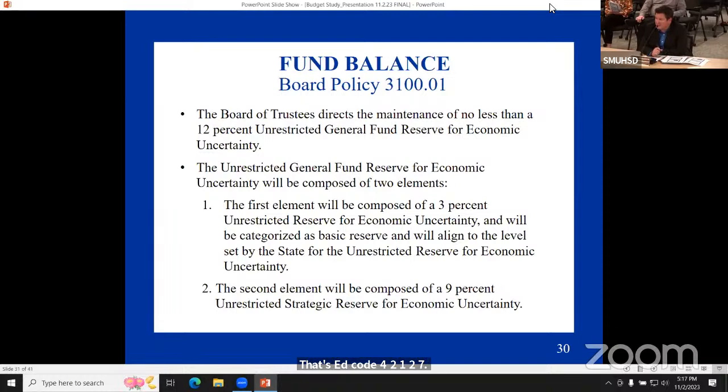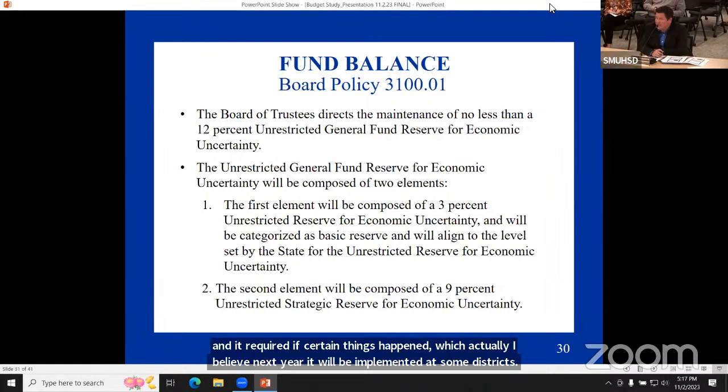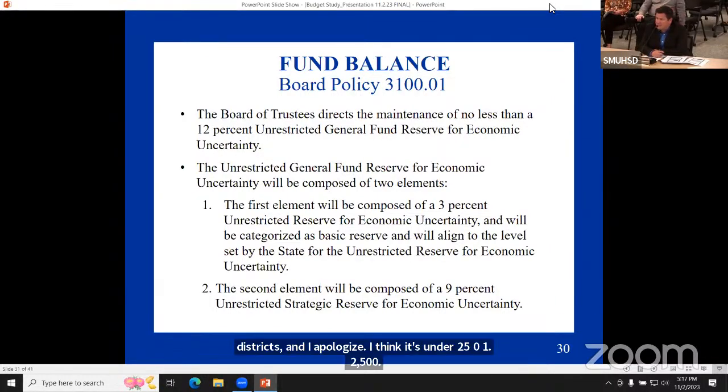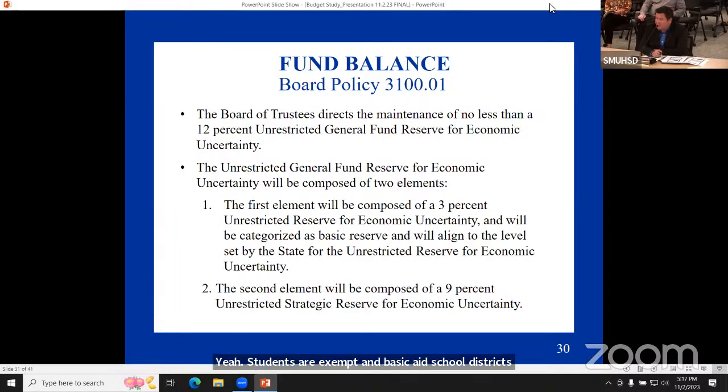which I believe next year will be implemented at some districts, there is a cap, not an actual cap on reserves, but on projected reserves. But yes, it's to the 3% reserve. And there are exceptions to that: small districts, and I apologize, I think it's under 2,501 students, are exempt, and basic aid school districts are exempt from that, because our economic uncertainty can be stronger. We don't have the same.